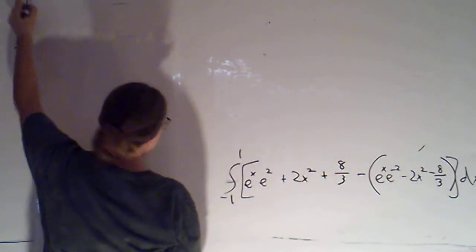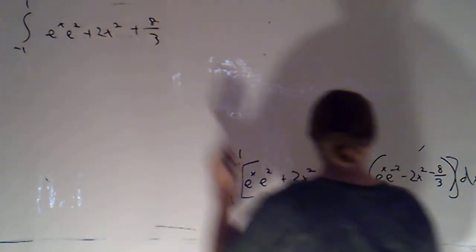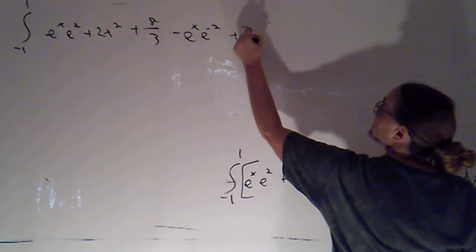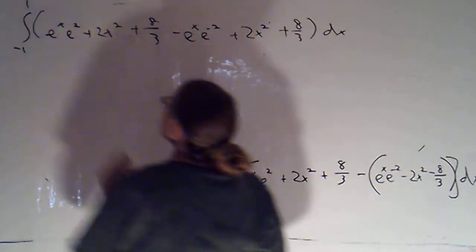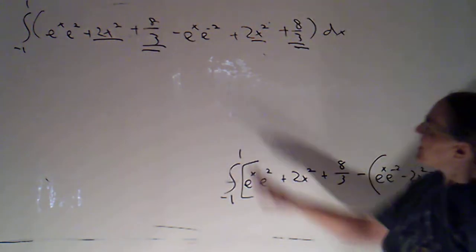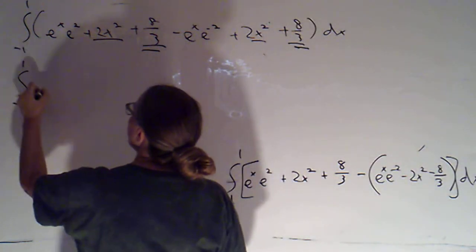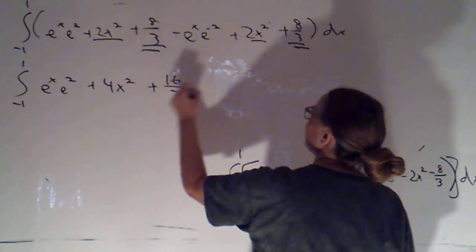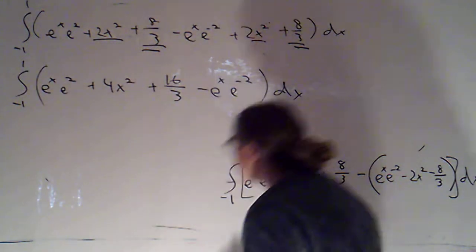So we've got the integral from -1 to 1, e^x times e squared plus 2x squared plus 8/3 minus e^x times e^(-2). This is going to become plus 2x squared plus 8/3, and we're integrating that dx. So it looks like I can combine my x squareds and my 8/3. If I wanted to, I could combine my e^x's, but I think I'm going to just keep those separate. So we've got the integral from -1 to 1, e^x e squared, plus 4x squared plus 16 thirds minus e^x times e^(-2). And now we've got to integrate that with respect to x.